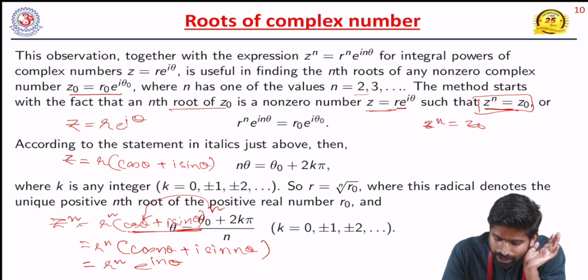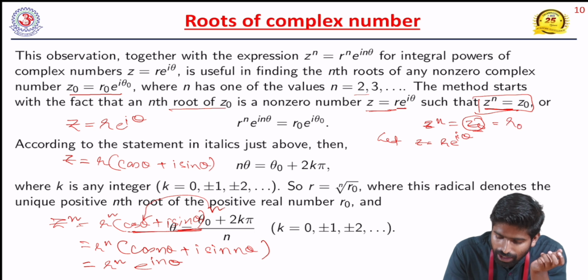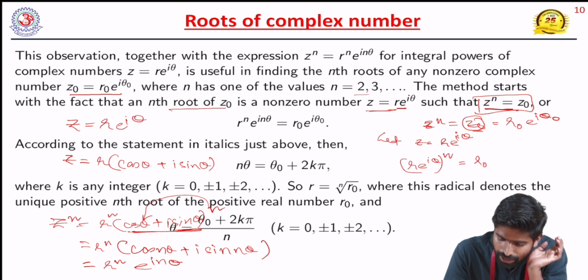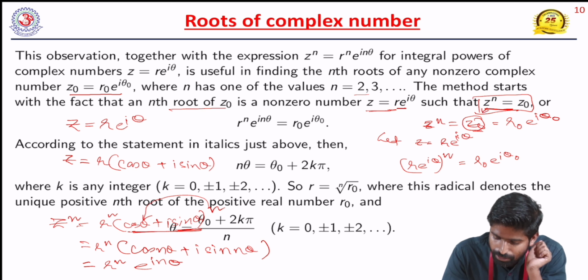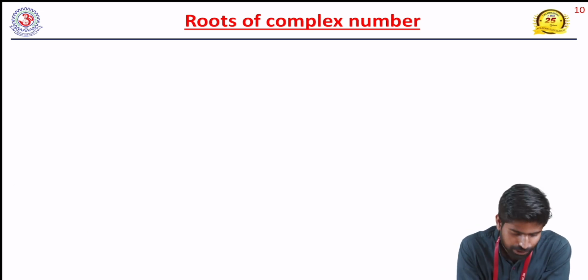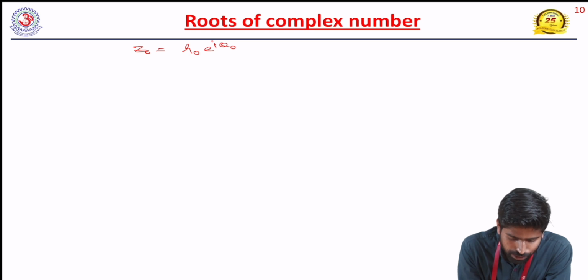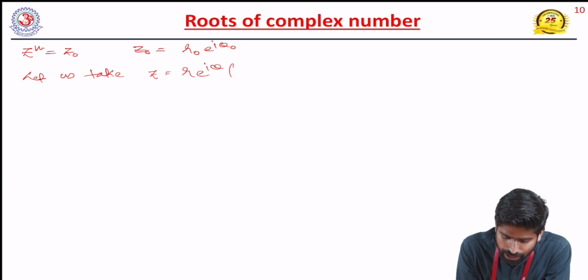Now suppose we consider z equals r e to the power i theta. In general, this is arbitrary. It needs to satisfy z naught, and since z naught is a complex number, it has some form, say r naught e to the power i theta naught. Now we are saying that r e to the power i theta, to the power n, is equal to r naught e to the power i theta naught. If we want to solve this equation, we are trying to find all those z such that z to the power n equals z naught. So let us take z equals r e to the power i theta, in general arbitrary. Suppose this will satisfy equation number 1.